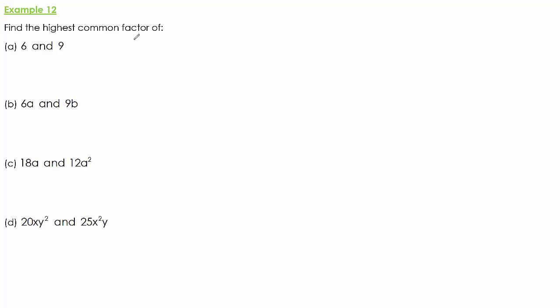We want to find the highest common factor of the following, and some of them are algebraic. Now, we did this in term 1 by listing, but there's other ways of doing it.